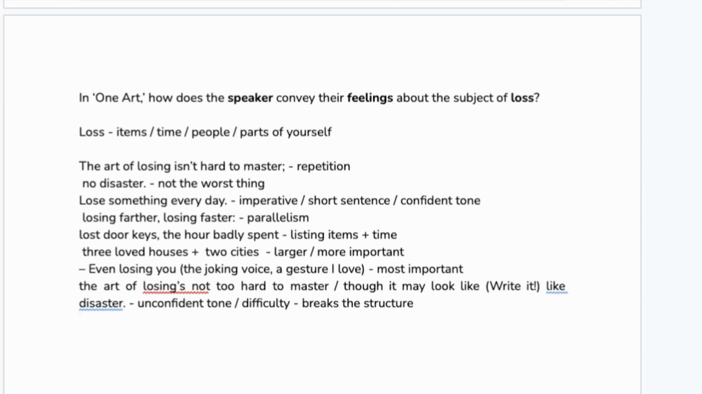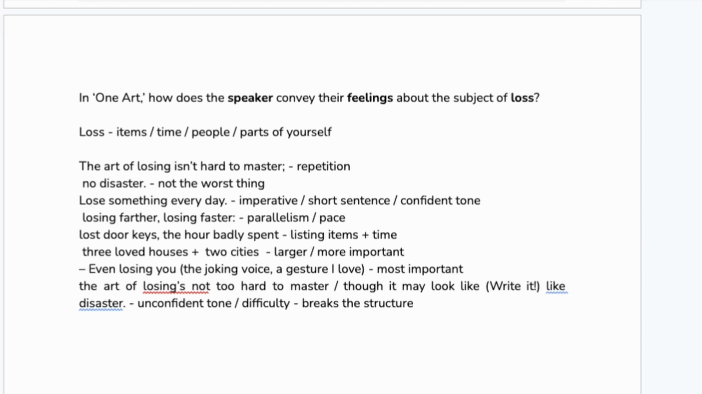And then it gets faster over your life. You lose further, you lose faster, you lose more things. So the pace of the poem in the center starts speeding up and it gets a little bit more manic or intense at that point. The things that she starts losing also get larger. So instead of it being door keys and an hour, it's houses and cities and realms.